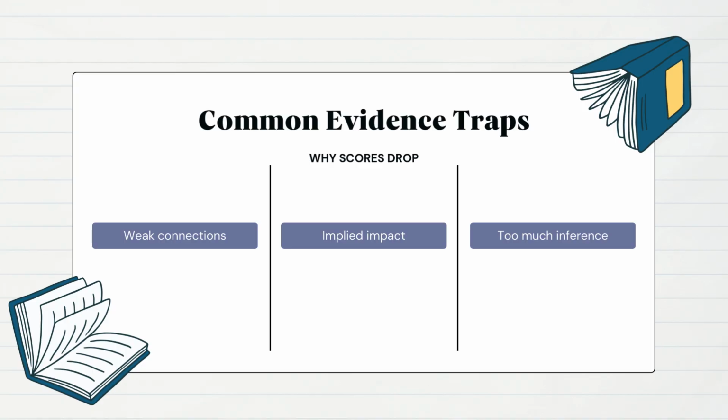Candidates often lose points when evidence isn't clearly connected to a claim, shows effort instead of influence, and requires scorers to infer impact. Remember, scorers can only evaluate what is made explicit.